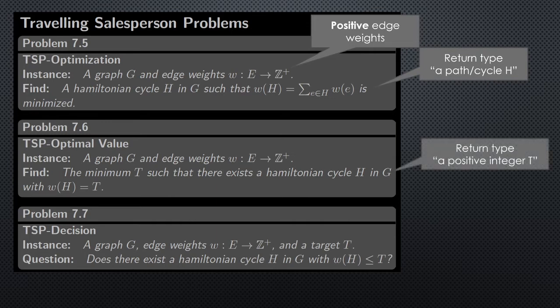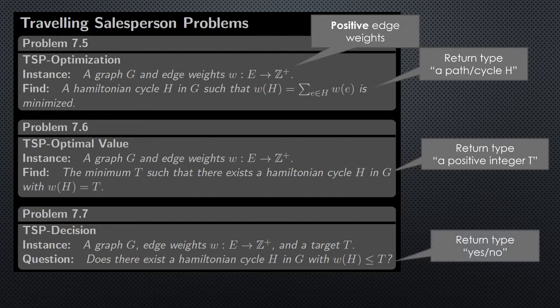The second problem, the return type is a positive integer. So same problem setting as the first. But in TSP optimal value, what we want to return is that optimal sum of edge weights. So not the actual cycle, but just, on the optimal cycle, what is that sum of edge weights? That's the minimum value t so that there is a Hamiltonian cycle with a sum of weights equal to that t. So we're going to return a positive integer t. And TSP decision is the decision version of this problem. The question is, does there exist a Hamiltonian cycle with weight at most t? So can we achieve weight t or better with a Hamiltonian cycle? So the return type here is yes, no.